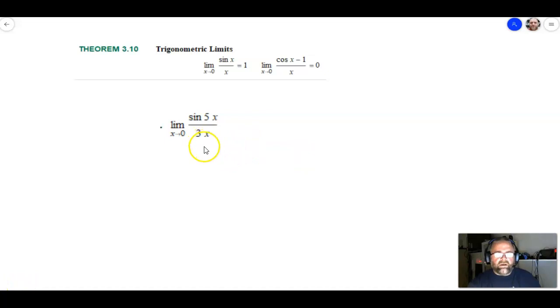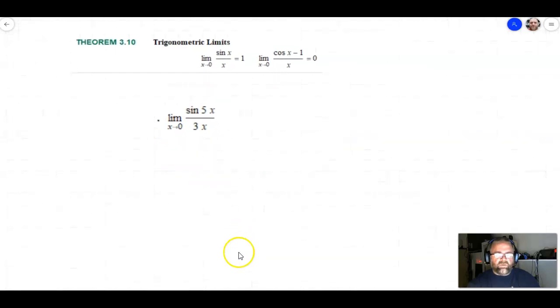Okay, so what we need to do here is get this into a 5x. We could multiply both the top and the bottom by some number that will change 3x to 5x. Or, and this is the way I'm going to do this one, this is really just a 1/3 that I can pull out in front of the limit. So if I pull that 1/3 out, it's going to look like this.